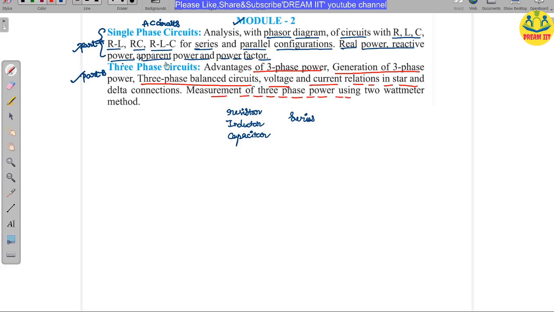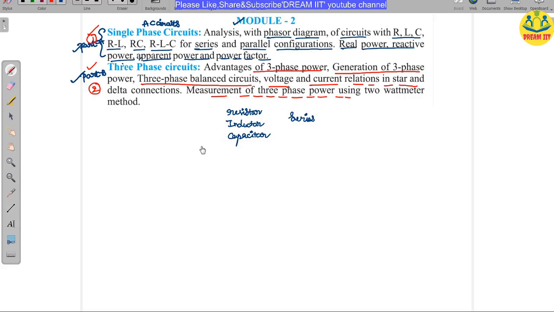If you observe clearly, there are experiments in the laboratory also: from part A one experiment and from part B two experiments. This is very important, because if you understand the theory here, you can do the lab very well. This is the entire syllabus.